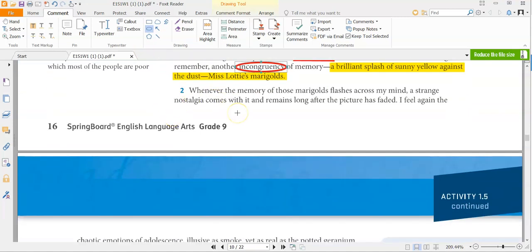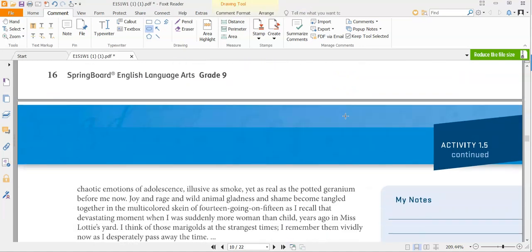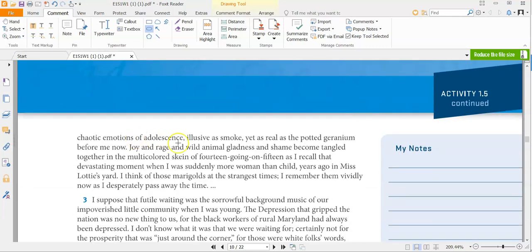So whenever the memory of those marigolds flashes across my mind, a strange nostalgia comes with it and remains long after the picture has faded. I feel again the chaotic emotions of adolescence, elusive as smoke, yet as real as the potted geranium before me now.